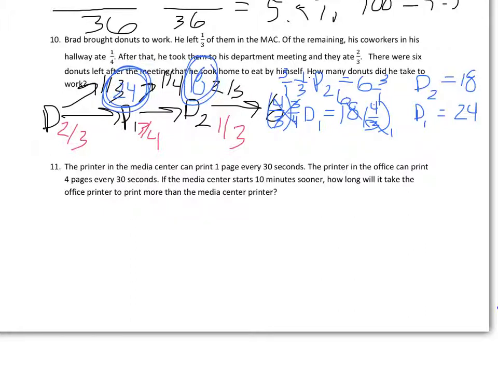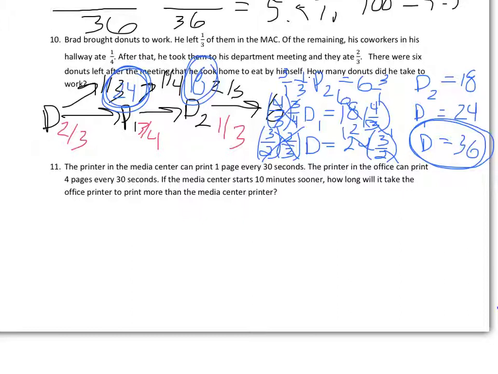Now, to get back to the beginning, we know that these 24 donuts represent 2/3 of the original amount of donuts. So we can say 2/3 of D equals 24, multiplied by the reciprocal, 3 halves. Over here we cancel, we get D equals, 2 goes into 24 12 times, 12 times 3 is 36. So originally, Brad brought 36 donuts to work, or 3 dozen donuts.